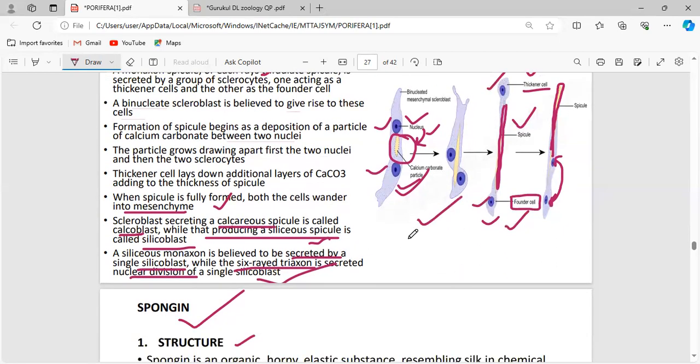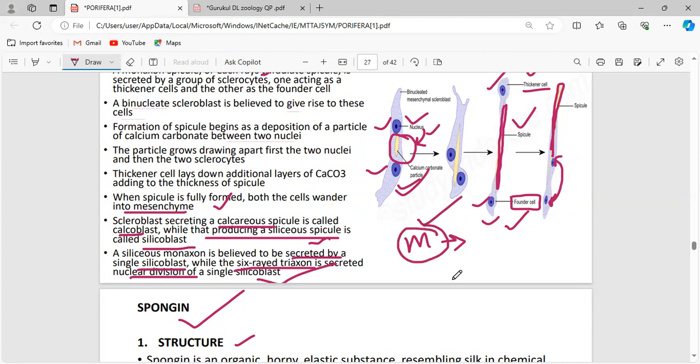Now, if a monaxon is to be formed, a single scleroblast is enough. A single calcareous spicule is enough. If the spicule is made up of calcium, a single scleroblast is enough to give rise to what? To give rise to a monaxon.